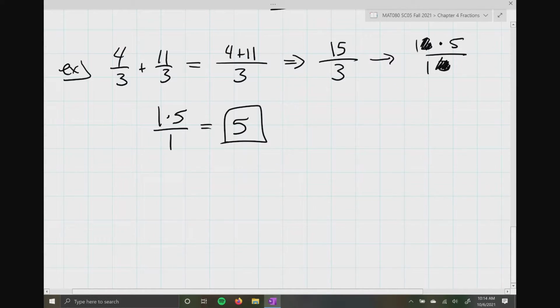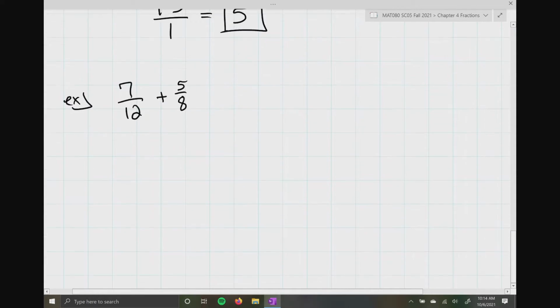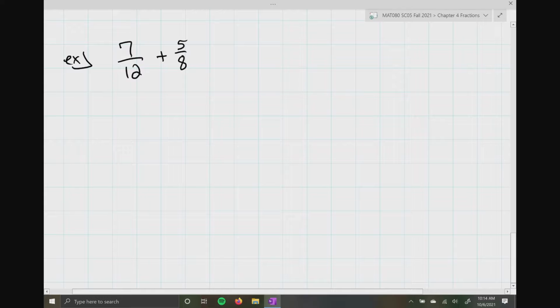Now we're going to get a little bit different, okay? 7/12 plus 5/8. Here's a situation now where we're adding 2 fractions. However, the denominators are different. Now, as soon as you notice denominators are different, we need to be thinking of those 3 steps.